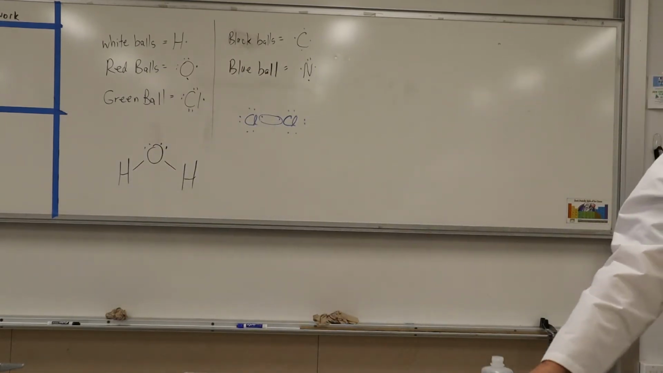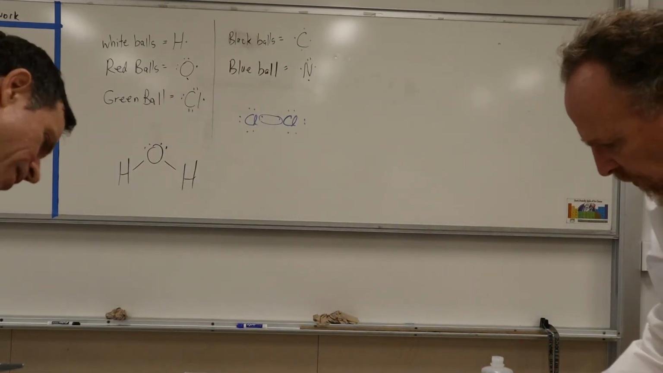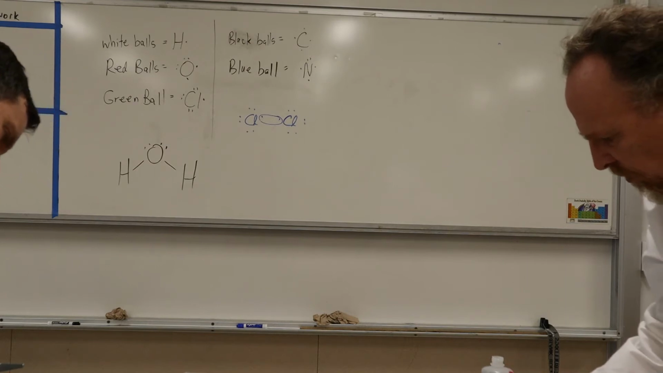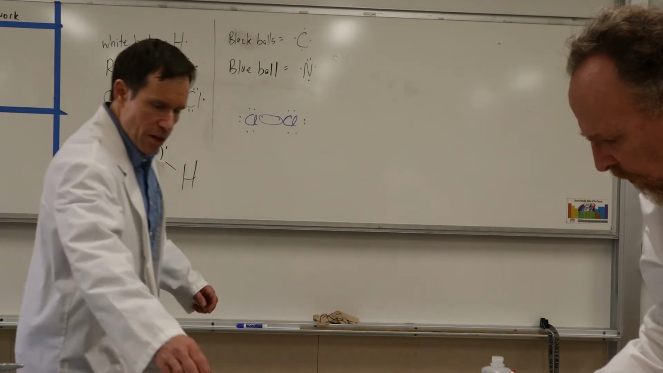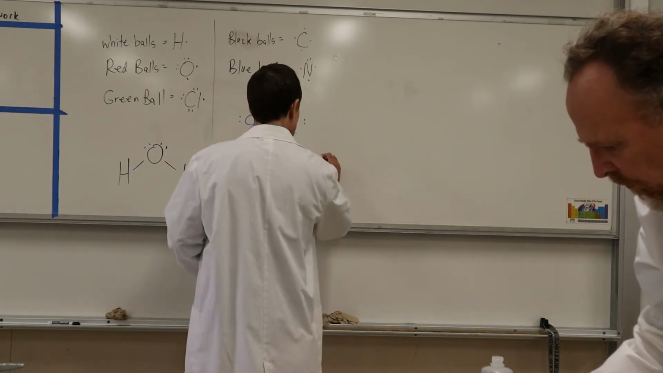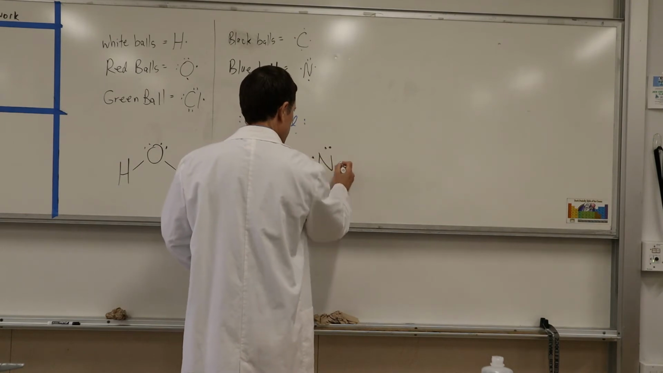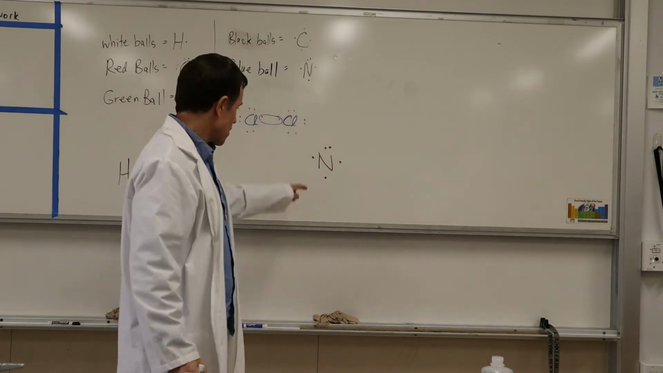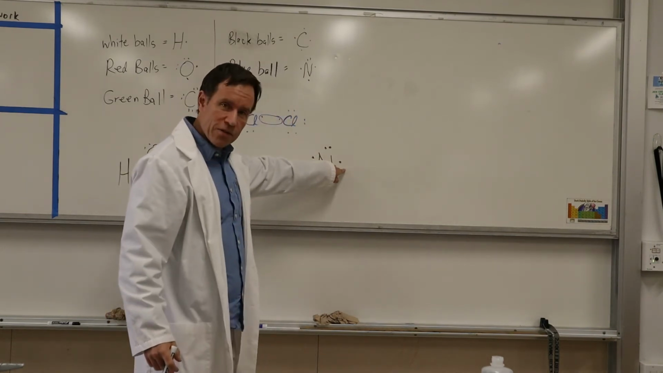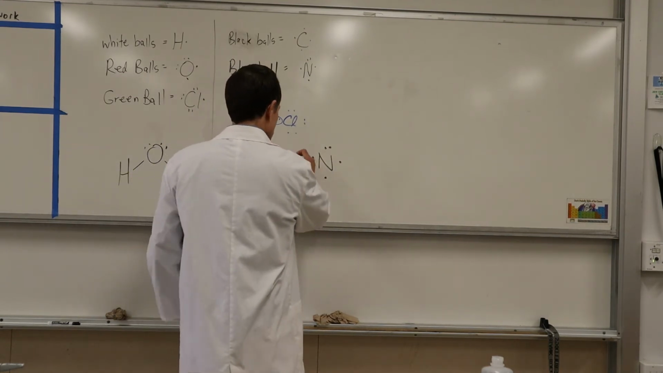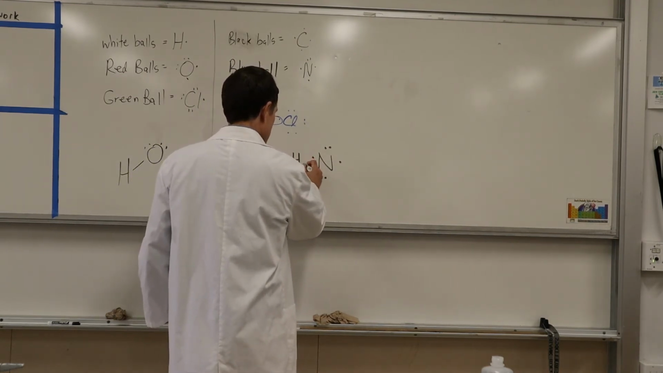Okay, what's the next one? NH3. So NH3, you're going to have nitrogen. And once again, nitrogen has 3 lone electrons on the 3 sides, so we can actually come along and bring a hydrogen.